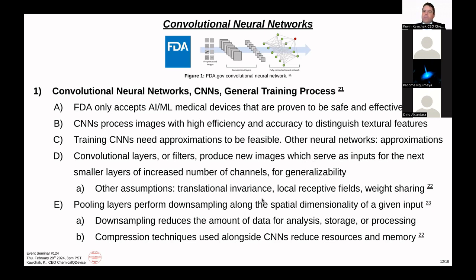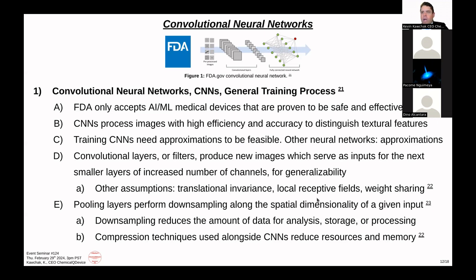And then you have pooling. So pooling is typically associated with downsampling, more so than compression. And it's doing this along the spatial dimensionality of this given input, and it reduces the amount of data for analysis. So if you've ever run deep learning, a huge thing is the number of images, so it reduces the amount of data for analysis, storage, or processing. And you can use compression alongside CNNs to reduce resources in memory. And that's more like the tensor network that I was talking about.